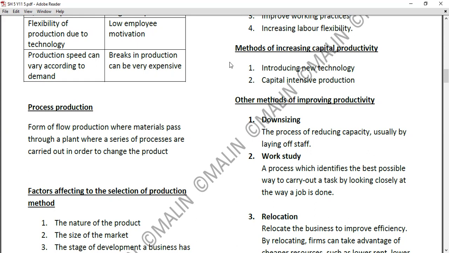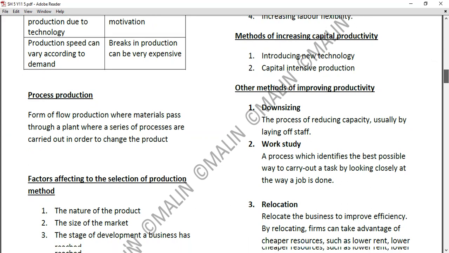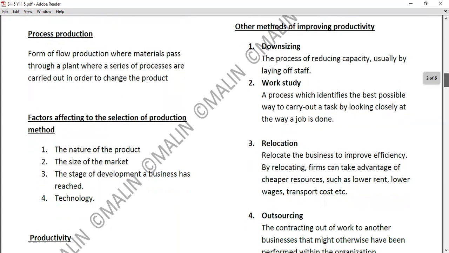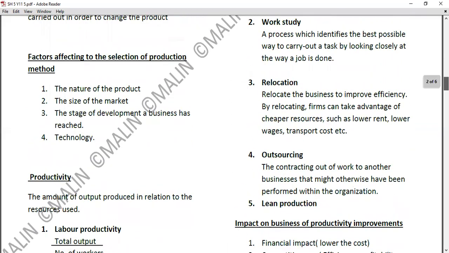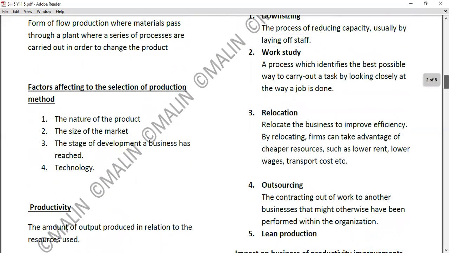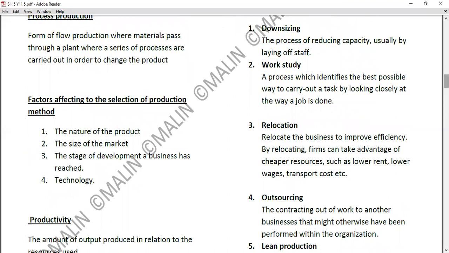Moreover, another way of improving capital productivity is using capital intensive production. Capital intensive production means where you are using more machines rather than labor. Compared to labor, you are using more machines. Okay. Now, commonly there are other methods of improving productivity. In this short note you can see there are certain techniques. There are 5 techniques I have used to explain. This is everything available in your textbook.